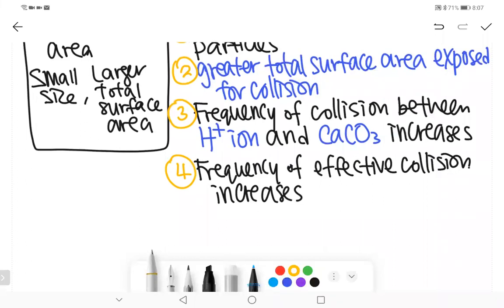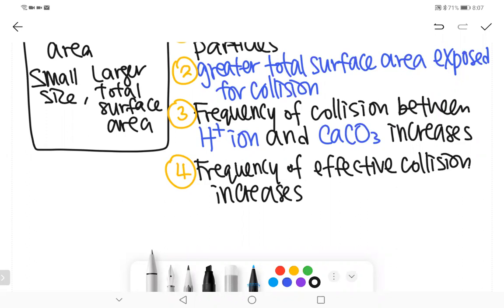The greater the total surface area, the more area they can collide. The more area they can collide, you have more collisions. The more collisions you have, the more often they will react. So the frequency of effective collisions increases.